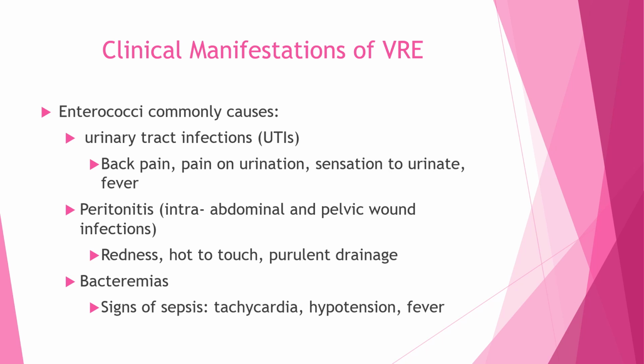Peritonitis. Peritonitis is an intra-abdominal and pelvic wound infection. We will see redness. The skin will be hot to touch. We may see purulent drainage. Bacteremias. Most likely we will see signs of sepsis, tachycardia, hypotension, fever.